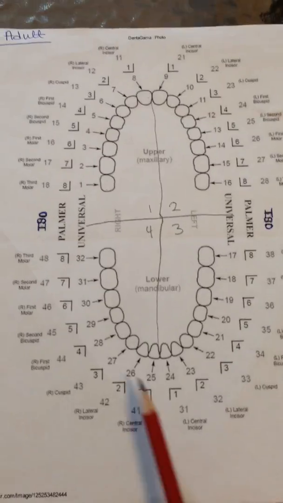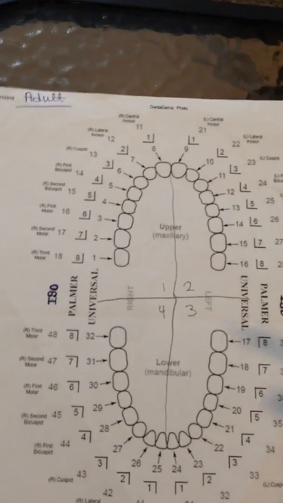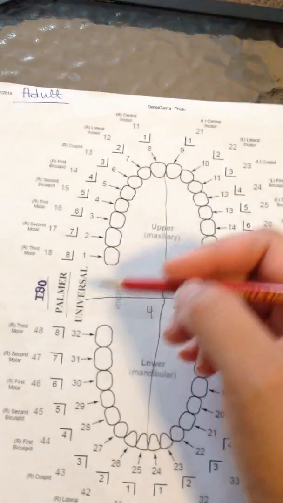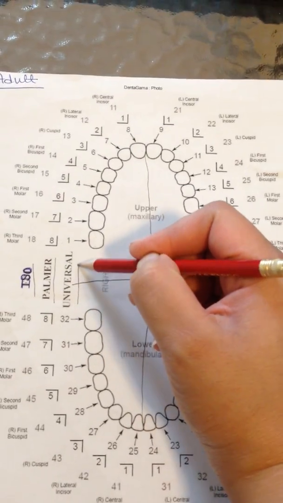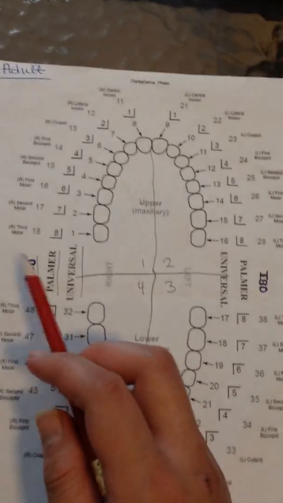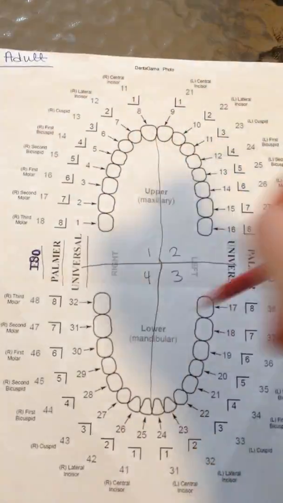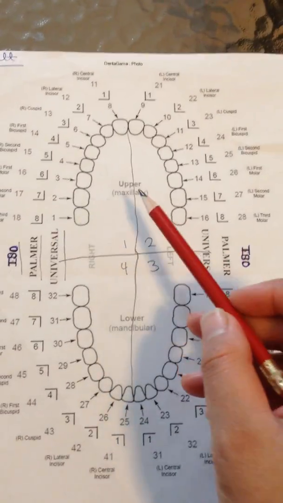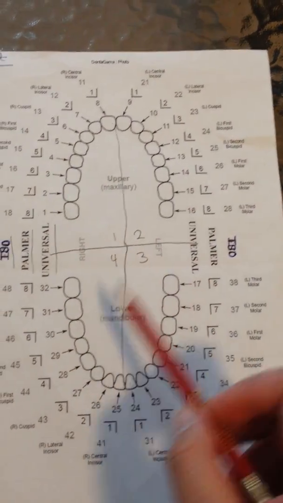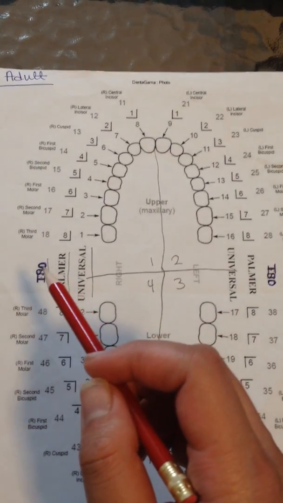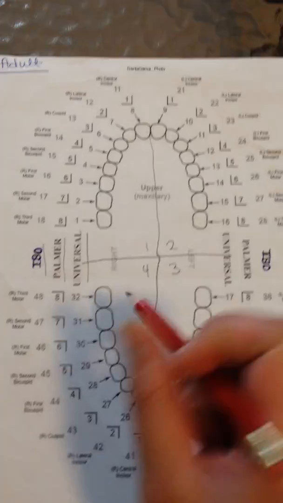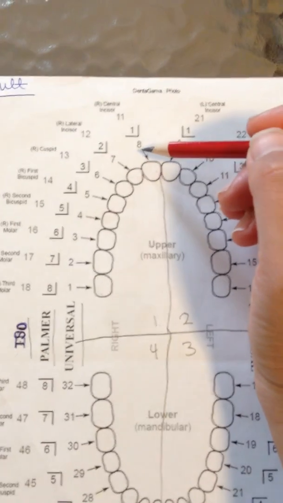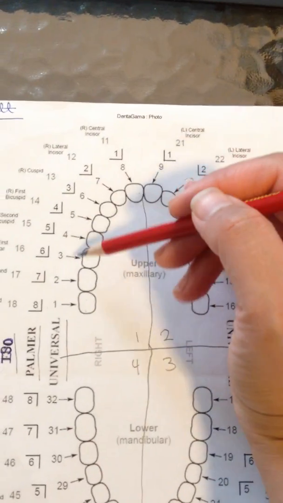Continue on 1 to 8. So in other countries they use Palmer or ISO, but in the United States they only use universal. For ISO, we divide the teeth into quadrants, like we talked about: quadrant 1, 2, 3, 4. And for the ISO, instead of counting 1, we're going to use the quadrant number over here. So you see that we have 8 over here for universal, 1 for Palmer.